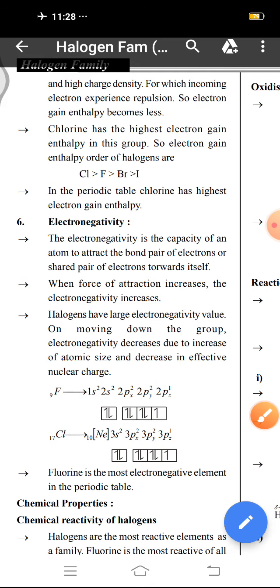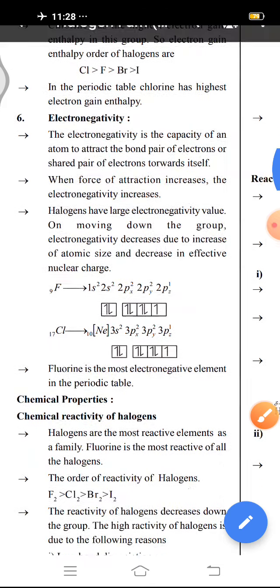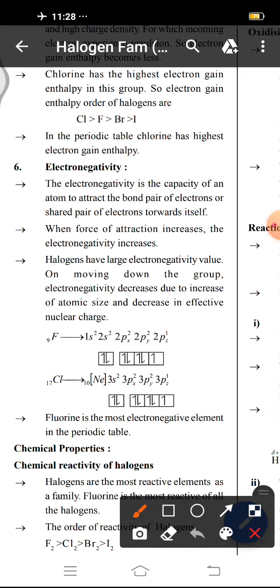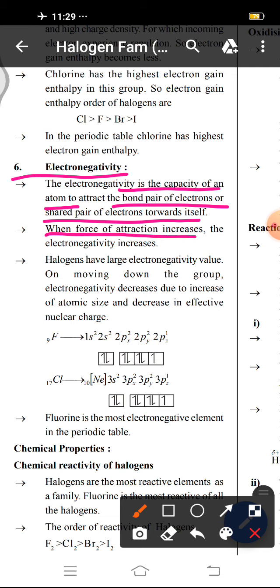Next comes another property, that is electronegativity. Electronegativity is the capacity of an atom to attract the bond pair of electrons towards itself. More is the attraction, more is the electronegativity. Less is the attraction, less is the electronegativity. When the force of attraction increases, the electronegativity increases.